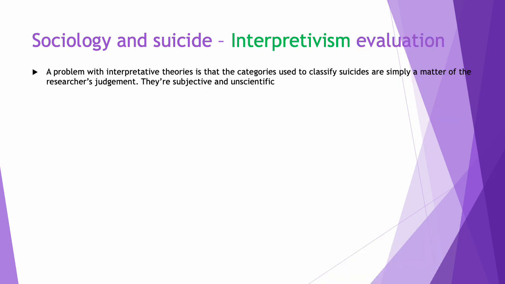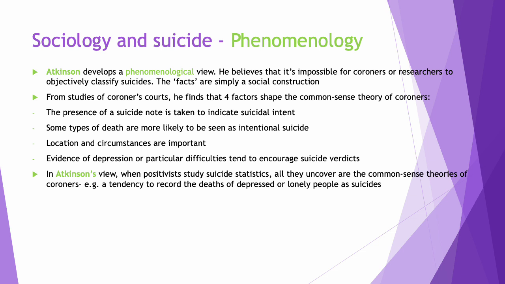A problem with interpretive theories is that the categories used to classify suicides are simply a matter of the researcher's judgment. They're subjective and unscientific. Atkinson develops a phenomenological view. He believes that it's impossible for coroners or researchers to objectively classify suicides. The facts are simply a social construction. From studies of coroners' courts, he finds that four factors shape the common sense theory of coroners.